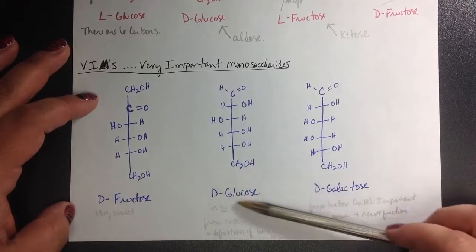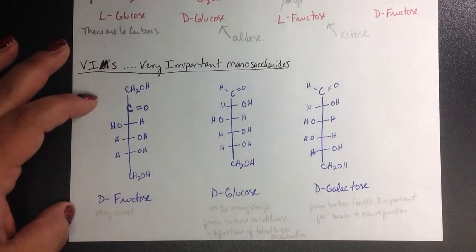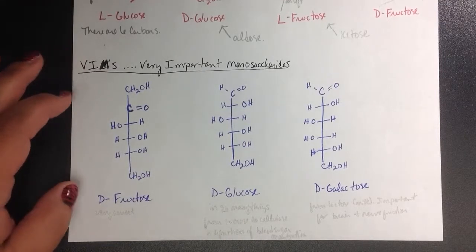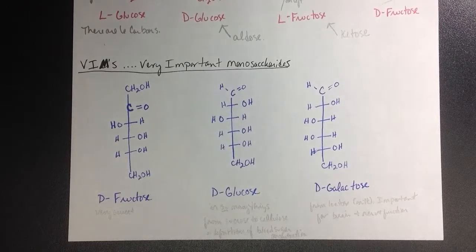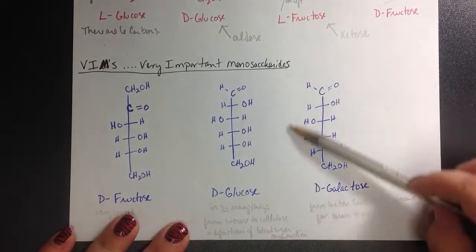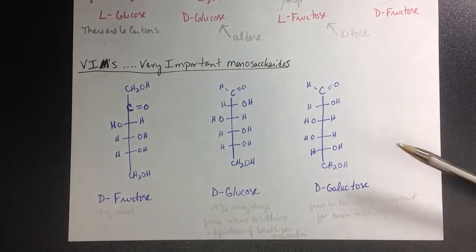Here's glucose. So notice we talked about that up above as well, both of these up above. This is in so many things, it's not even funny. It's in everything from sucrose, table sugar, to cellulose. And how we define blood sugar is because of the glucose level in your blood. So that tells you how much that is relevant to your body. And here we have galactose. This is from lactose in milk. It's also very important for brain and nerve function. So this is the other one that you probably need to know. Thank you very much.